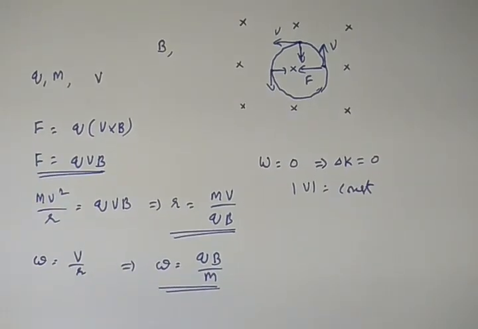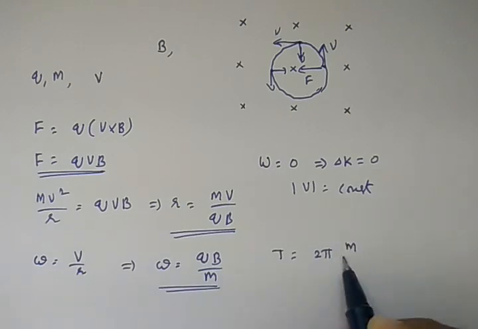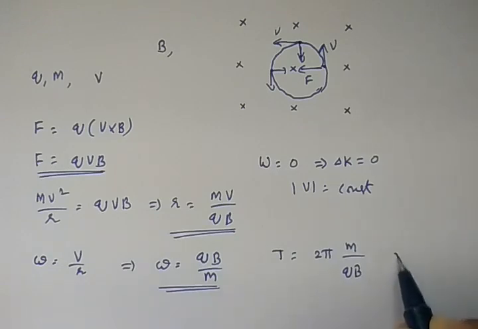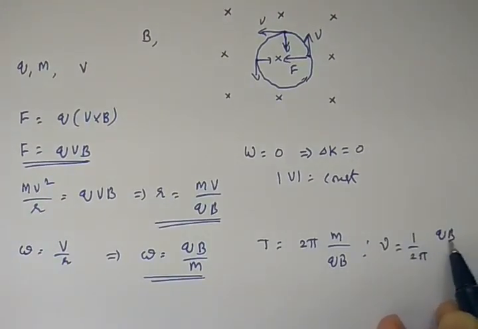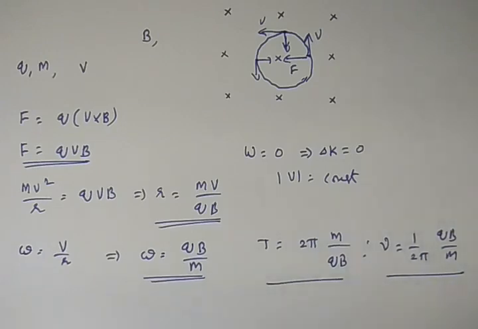From here you can compute even the time period. Time period equals 2 pi by omega, which gives 2 pi m by q B. This is the time period, and you can also write down the frequency. The frequency equals the reciprocal of this time period, and that is 1 by 2 pi times q B by m. This is the frequency and this is the time period. Look at the time period and frequency terms here. Time period and frequency do not depend on the velocity of the particle.